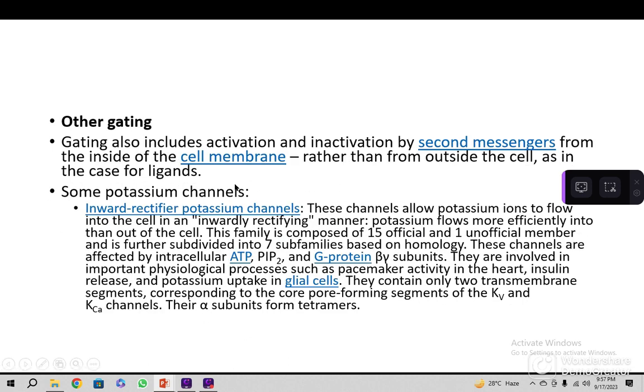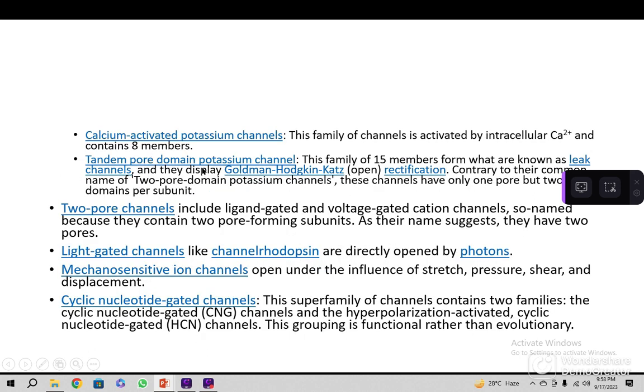Other gating channels are also described, for example potassium channels, like inward rectifier potassium channels, calcium-activated potassium channels, and tandem pore domain potassium channels. They have all been described in the history. So from 2003 up to 2023, about 20 years, these are the studies accepted afterwards as far as the channels are concerned.